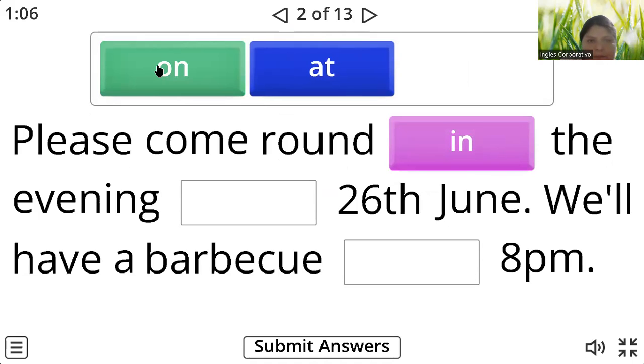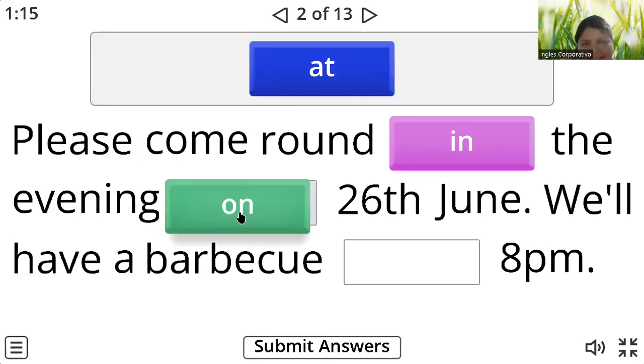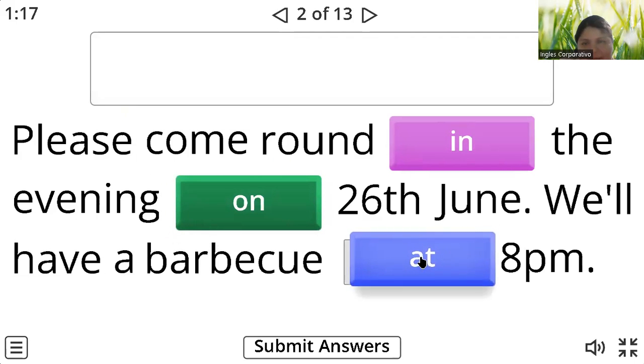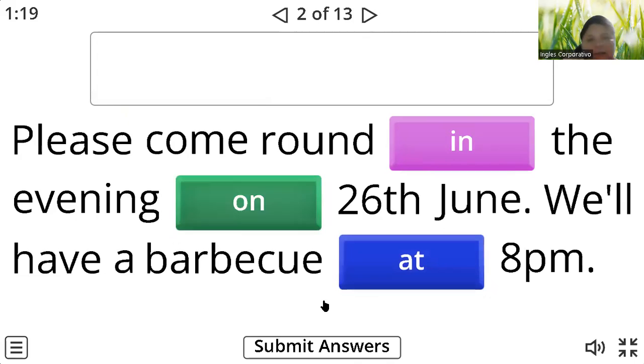María Fernanda. In. On. Sí, in, había dicho in. En la primera, en la otra on. The second one. En la última at. The last one, at. So can you read that, please, María Fernanda? Read the pattern. Please come around in the evening.